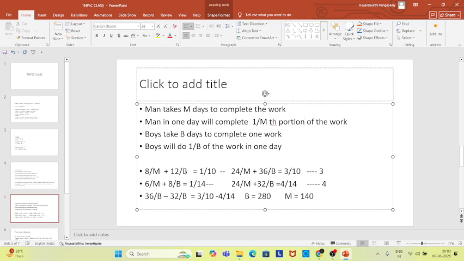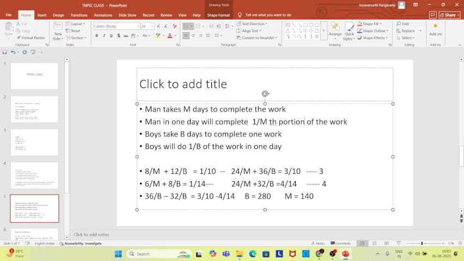That is the problem. In your school, most of the state board schools, they would straight away give you 8 by m plus 12 by b equal to 1 by 10 and 6 by m plus 8 by b equal to 1 by 14. Find m and b, they'll give. But here, you have to make the equation by reading the question and then you have to solve.